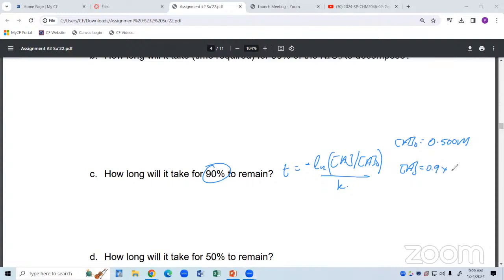Okay, so as Ms. Miller just suggested, we multiply the 0.500 by the 90%, so that's tantamount to multiplying 0.9 times 0.500, and that will give you 0.450 M. All right. Then what? What do we do next?